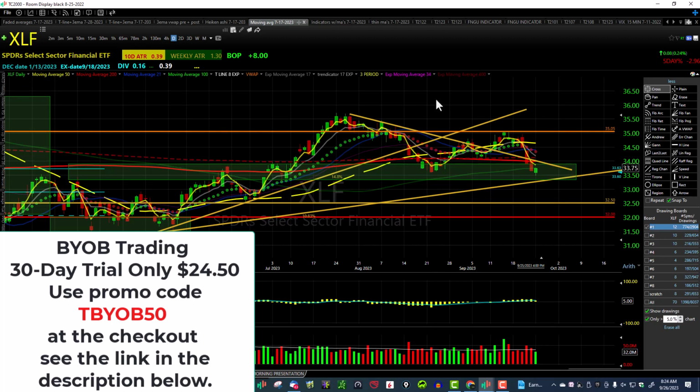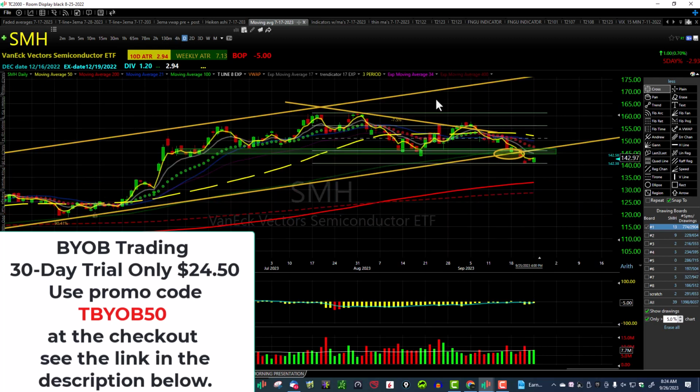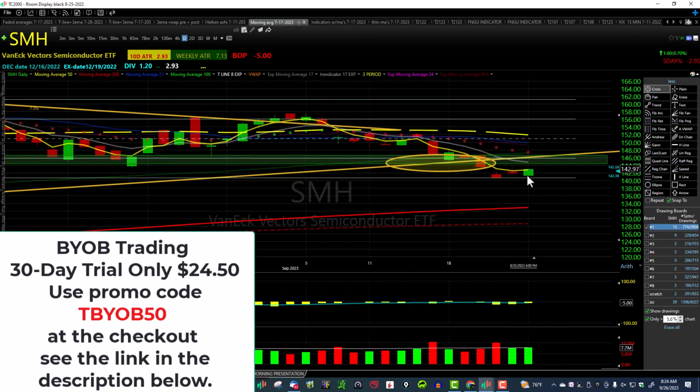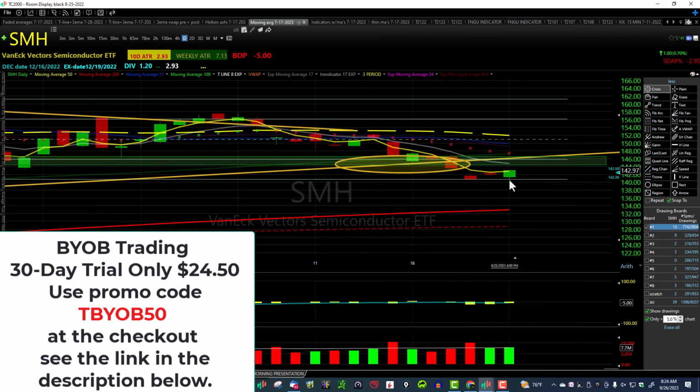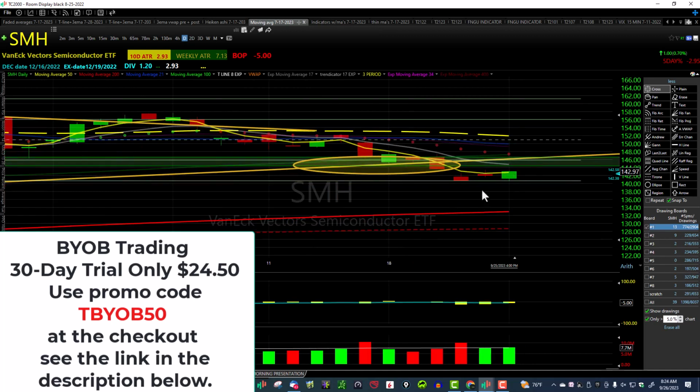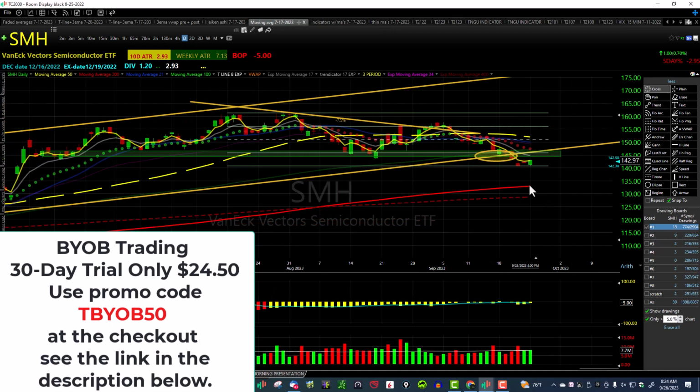Let's take a look at SMH. All right, here's our semiconductors. Not doing too bad yesterday. Got a lower low, and slightly lower high. But all in all, kind of bear flagging right through here. Still a lot of work to do. They need to start working their way back up towards the trendicator.